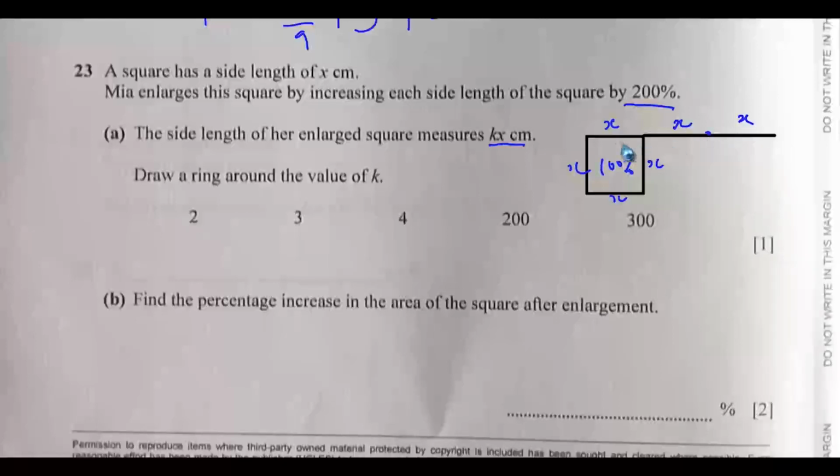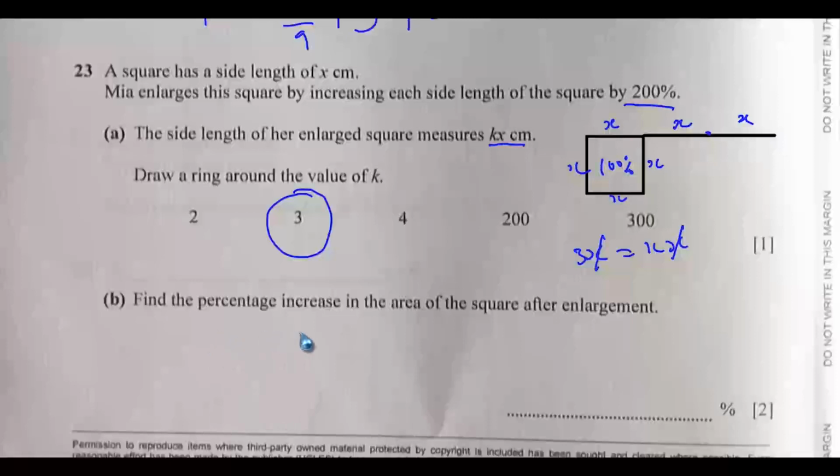So that means the length of the enlarged square will be 3x centimeters. And x add x add x is 3x, and that is giving us kx. By the time you compare, we cancel x, then we have the value of k to be 3. So this is the correct answer.